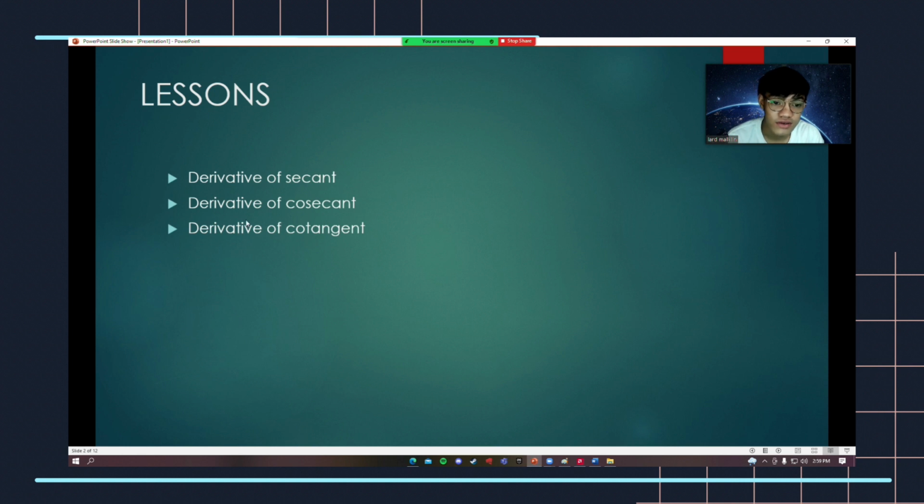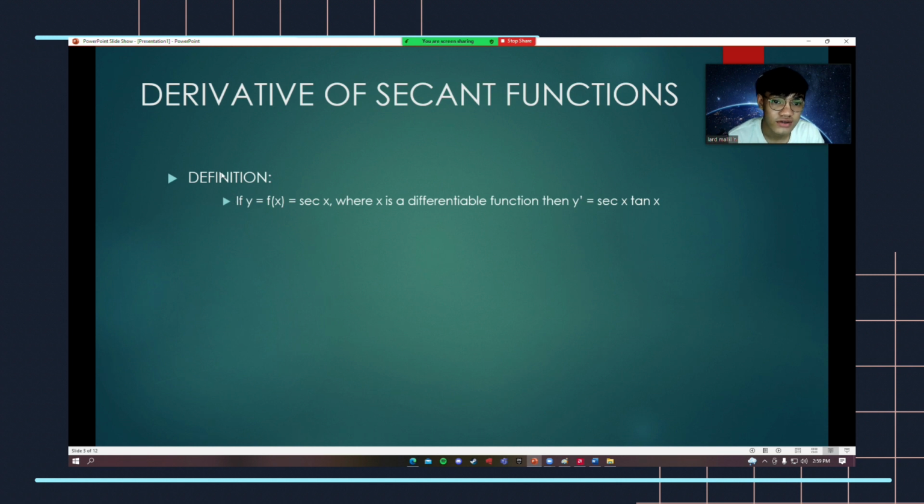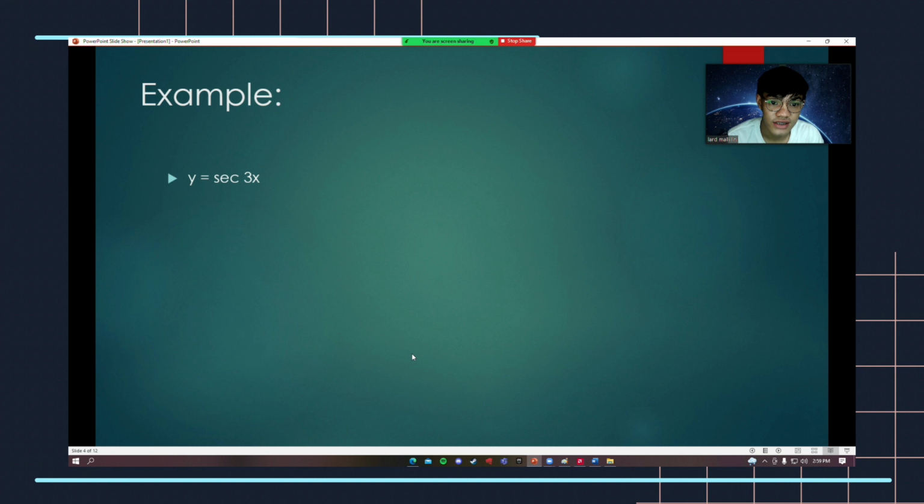This topic will mainly focus on the derivative of secant, cosecant, and cotangent. Let's start with the derivative of secant functions. Definition: if y equals f of x equals secant u, where u is a differentiable function, then y prime equals secant u tangent u times u prime. Now let's have an example.